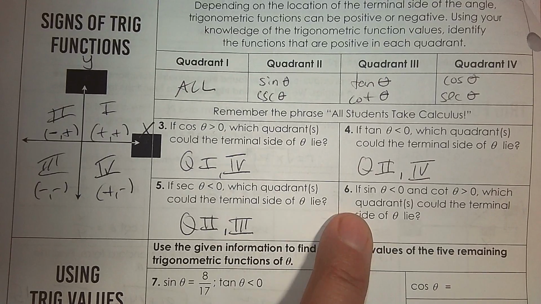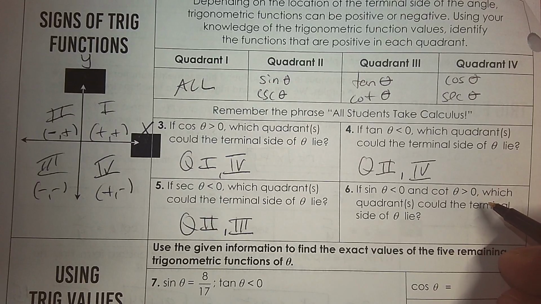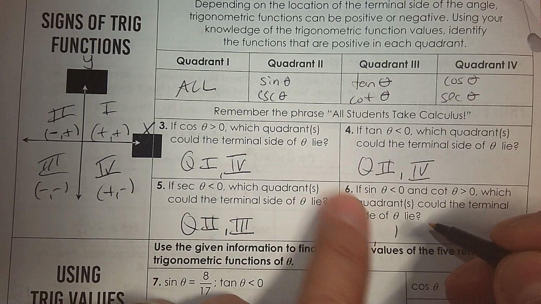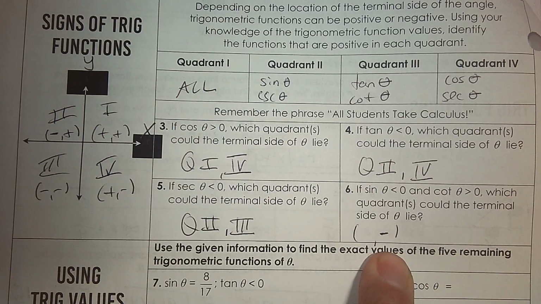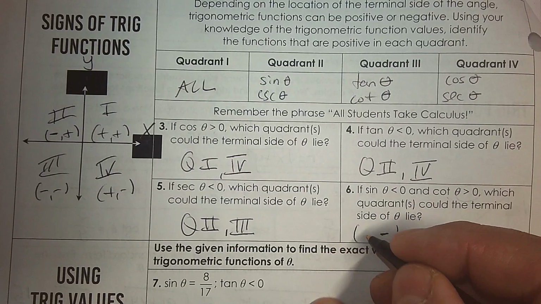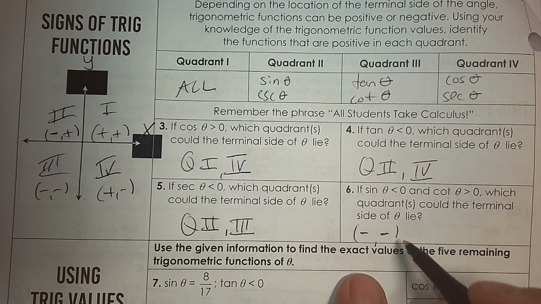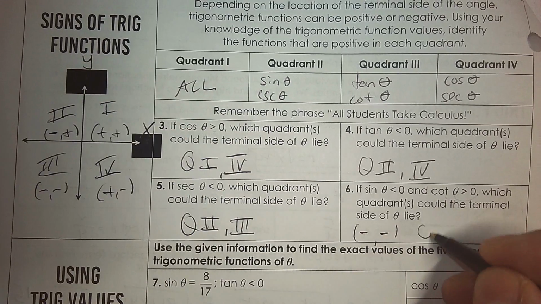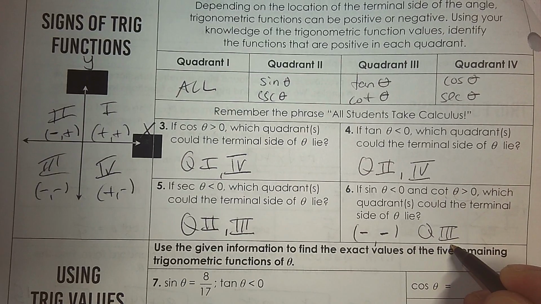If sine is negative and cotangent is positive, what quadrant could it be in? Let's do a set of ordered pairs for this. Sine goes with the y coordinate. So if the y coordinate is negative, we're going to put that in. Now, if cotangent is positive, this must also be negative, because the definition of cotangent is to divide these, and a negative divided by a negative is positive. So in quadrant number 3, cotangent's positive, but sine is negative.